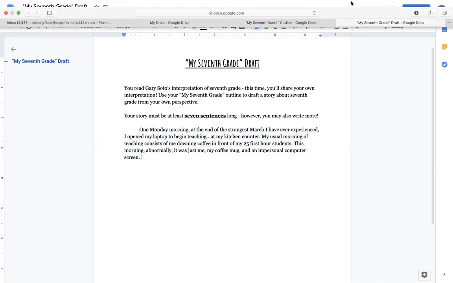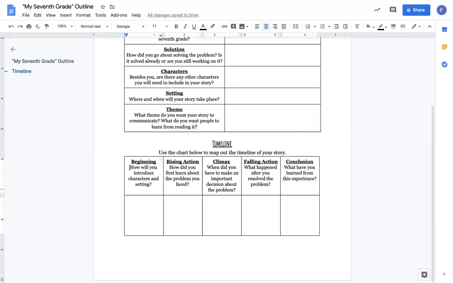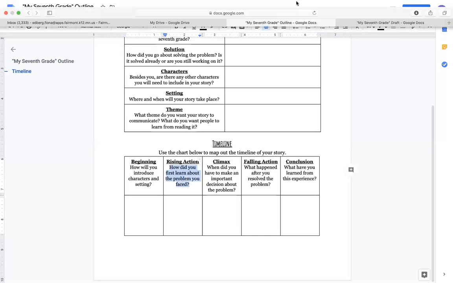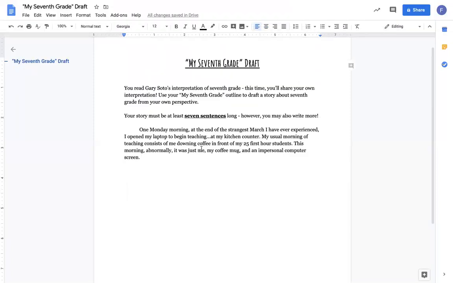I'm going to go back to my outline again. I've done my beginning. I've introduced characters and setting to give you that context. I'm moving over here next to rising action. I have to think about at this point, not only where and when is my story happening, but also I have to think about introducing a problem. I need something to really hook my reader in and get them interested in what's going on. So I'm going to come back here and think about what my problem's going to be.